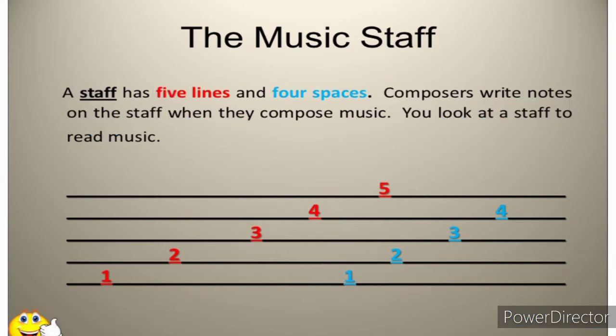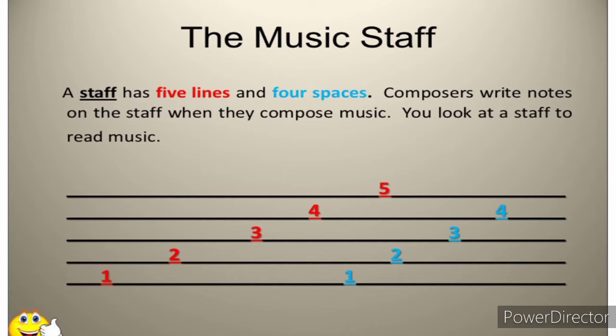Now, can we say this is the feature or the characteristic of a staff? A staff has 5 lines and 4 spaces. That's one of the features of a staff. Two, composers write notes on the lines when they compose music. That's another characteristic of a staff. You look at a staff to read music. Composers write notes on the lines when they compose music. And also, the staff has 5 lines and 4 spaces.